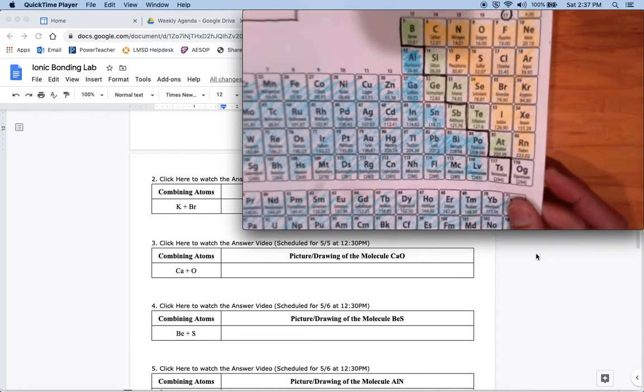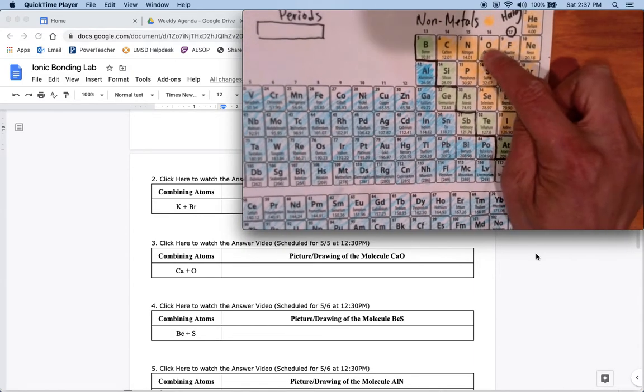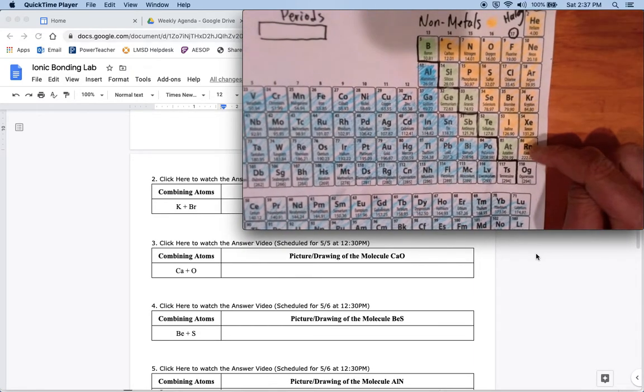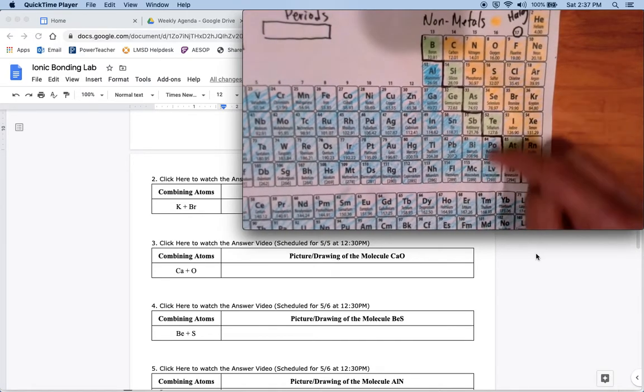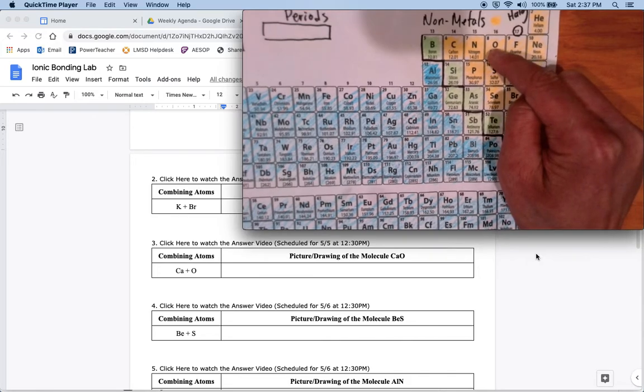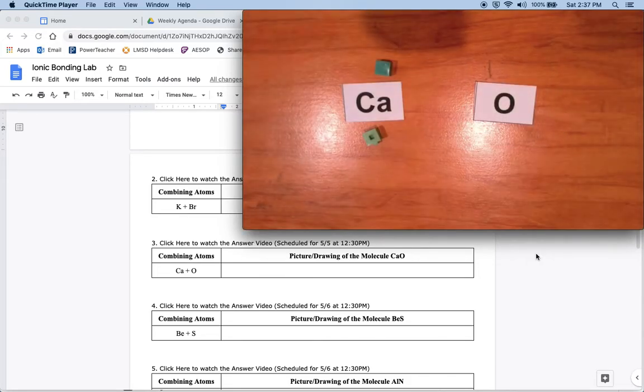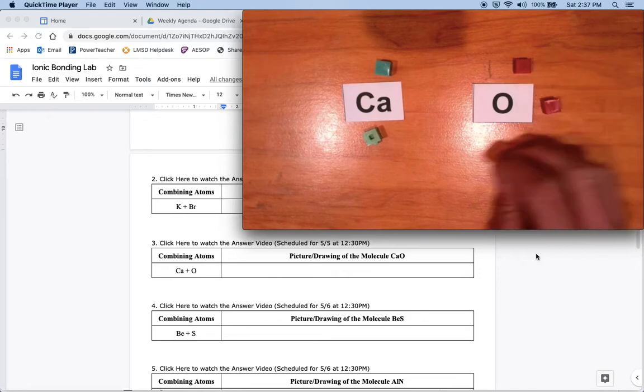Oxygen, if I look over here, it's right there. Now remember, the last column has 8 valence electrons, so I'm going to count backwards. So 8, 7, 6. It's in the 6 valence electron column, so oxygen has 6. So I'm going to put 6 valence electrons around oxygen.